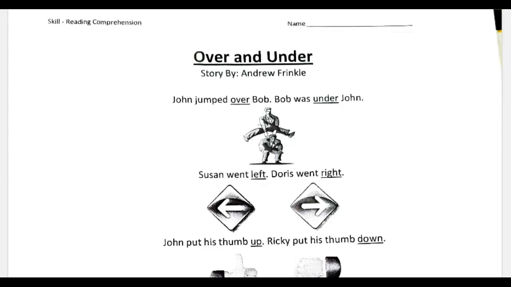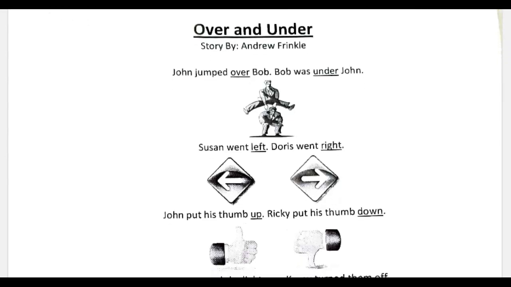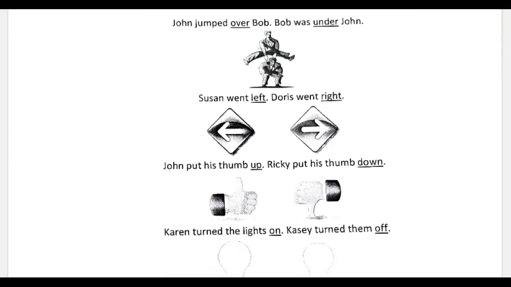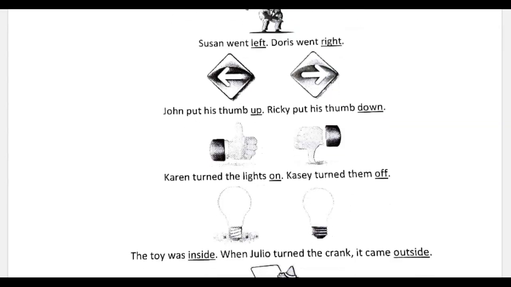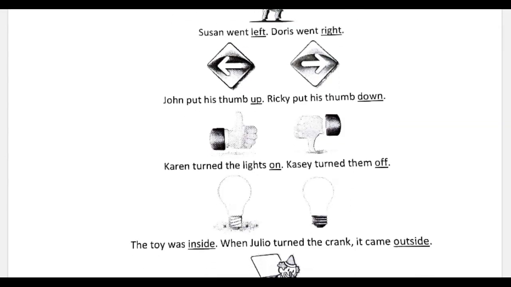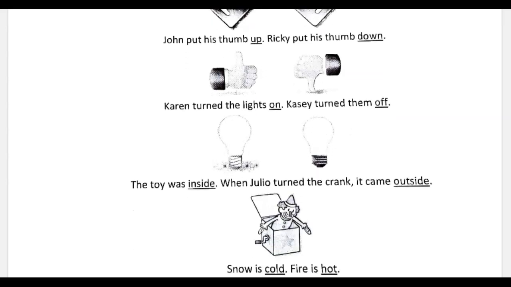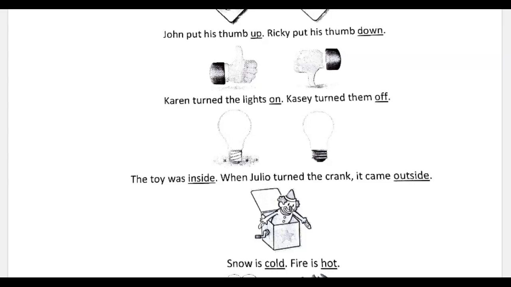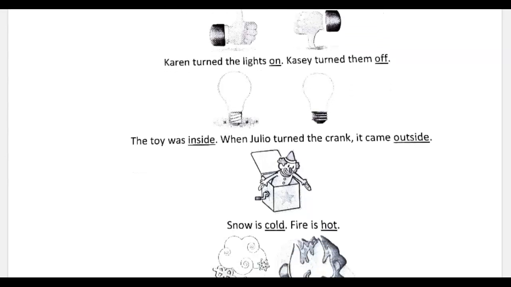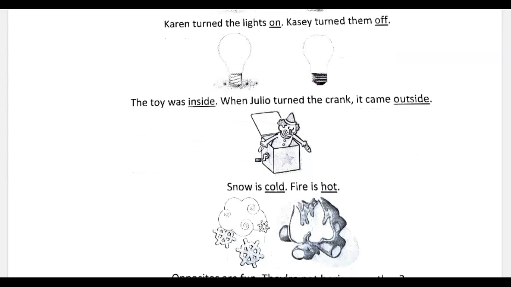Over and under. John jumped over Bob. Bob was under John. Susan went left. Doris went right. John put his thumb up. Ricky put his thumb down. Karen turned the lights on. Casey turned them off.